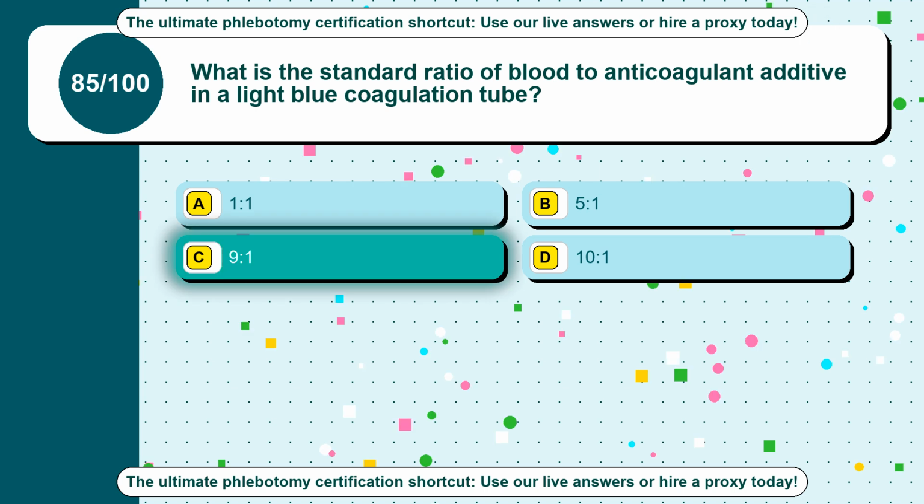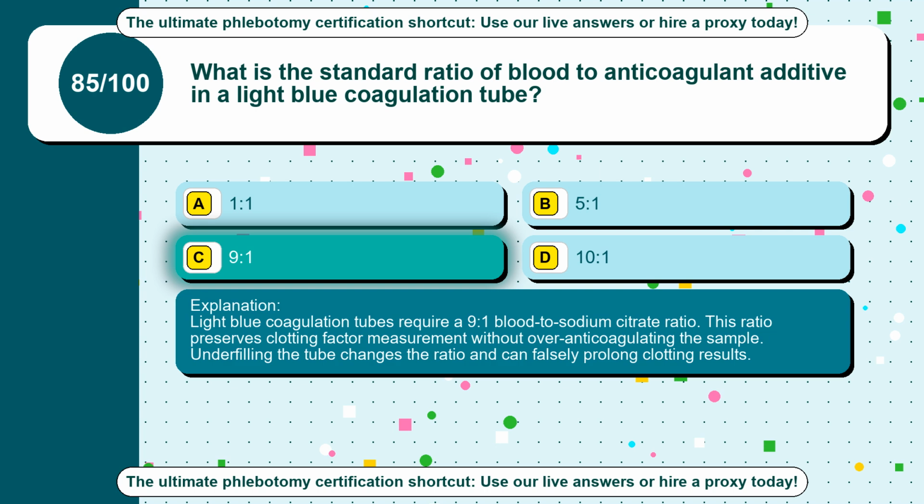The correct answer is option C, 9:1. Light blue coagulation tubes require a 9:1 blood to sodium citrate ratio. This ratio preserves clotting factor measurement without over-anticoagulating the sample. Underfilling the tube changes the ratio and can falsely prolong clotting results.